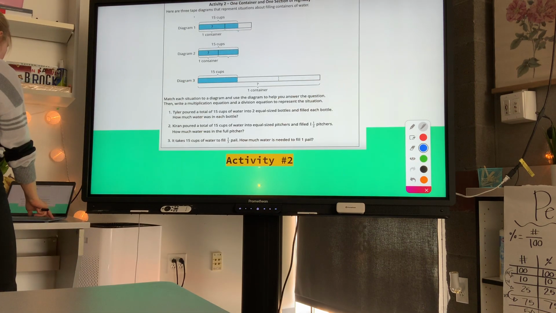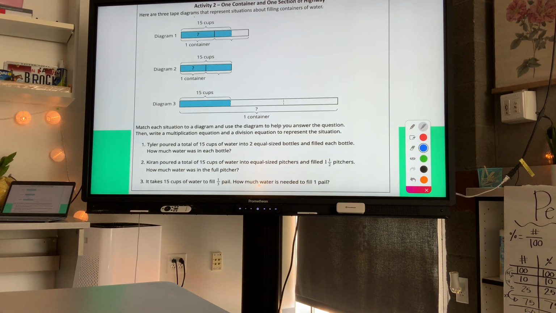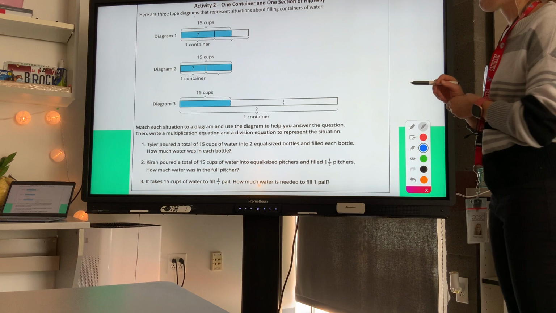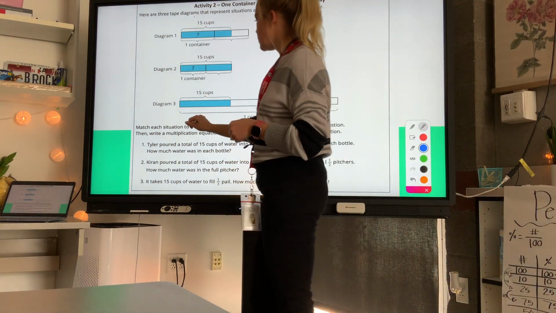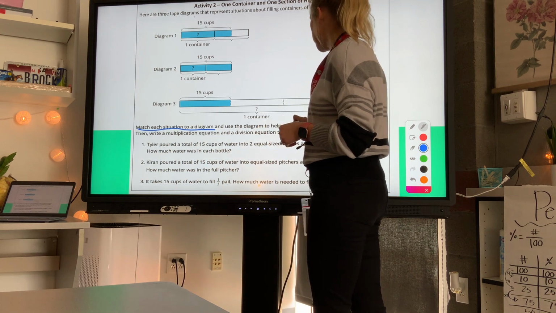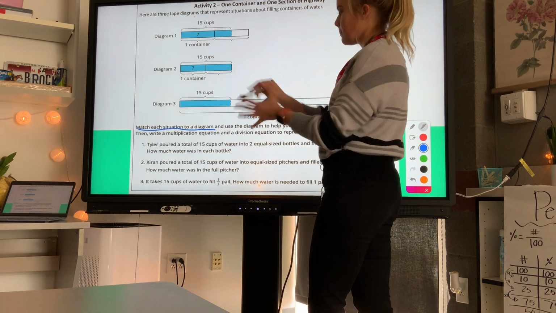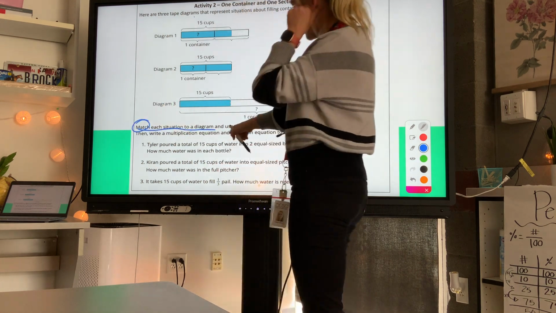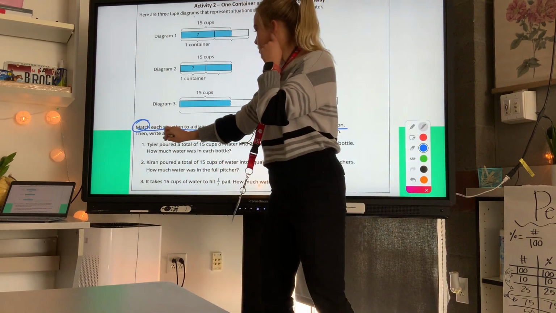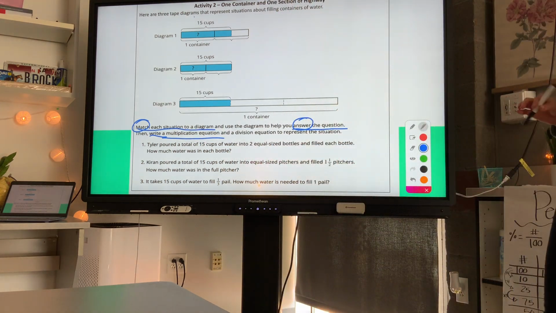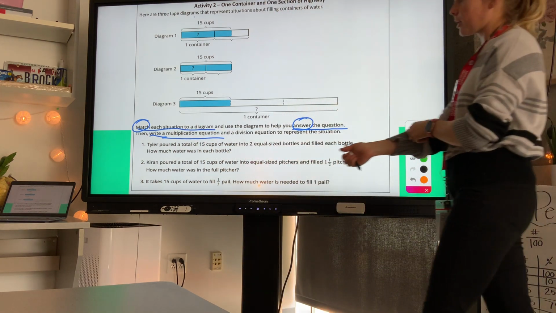Okay, activity 2. 1 container and 1 section of highway. Here are 3 tape diagrams that represent situations about filling containers of water. So, match each situation to a diagram and use the diagram to help you answer the question. So we're going to match and then we're going to answer. Then write a multiplication equation. So there's 3 steps and a division equation to represent this situation. So we're going to start with number 1.